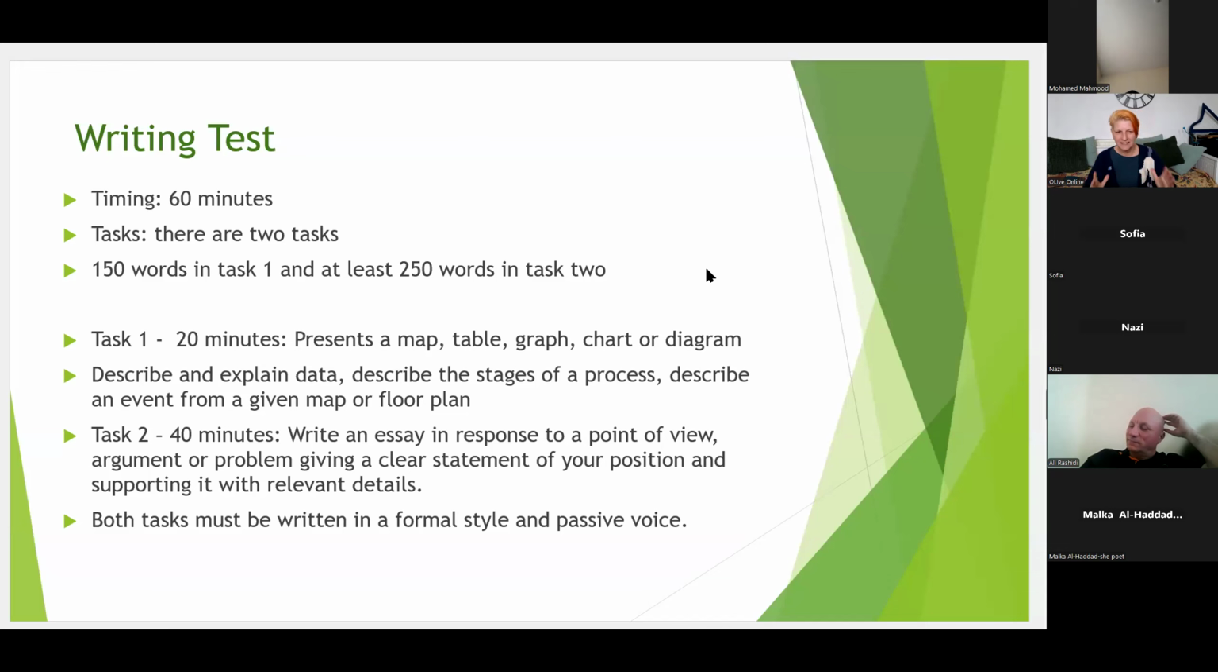Okay, so let's look at it. You've got 2 writing exams and 60 minutes to write 2 documents. So you need to, once again, be laser focused on what your task is. All right. The first one, you will be given visual data. It might be a map. It might be a process diagram. It could be a chart or a graph.